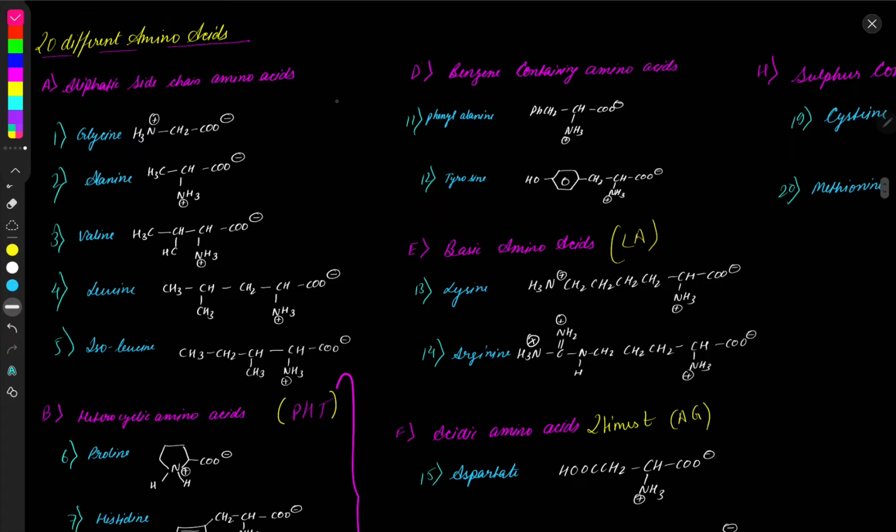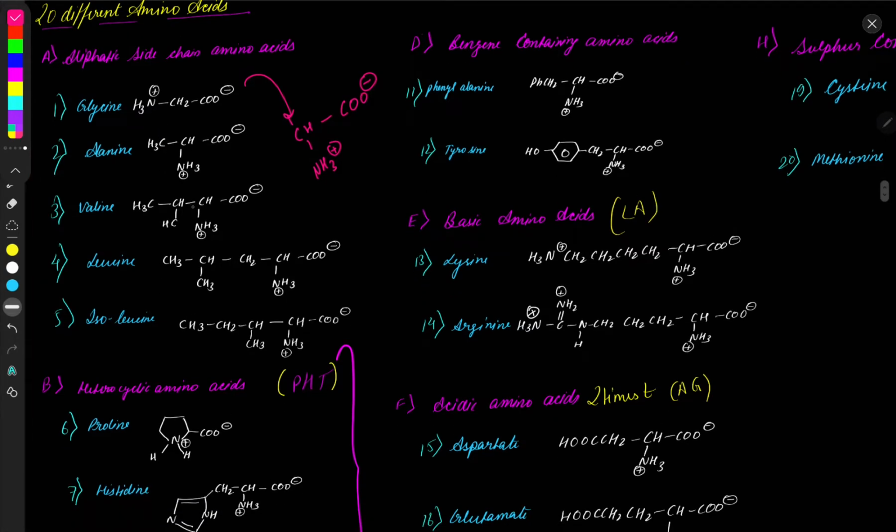For example, I guess you all know that the basic structure of amino acids is this: COO minus, CH, and NH3 plus. This is the basic structure of amino acids. This everybody should know. So see, memorizing these five is very easy. You have to add only one carbon. See, glycine is the basic structure. For alanine, you have to add one carbon here. For valine, you have to add two carbons here. For leucine, you have to add one carbon here. And for isoleucine, you have to add one carbon here in valine.